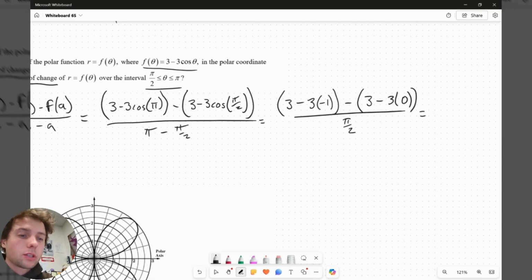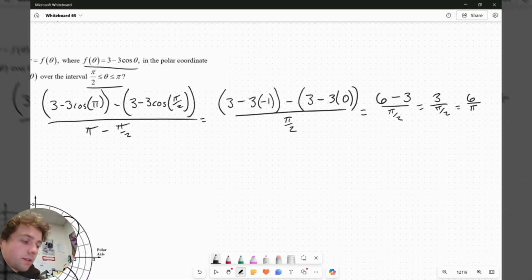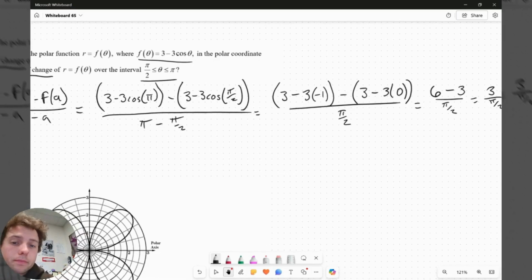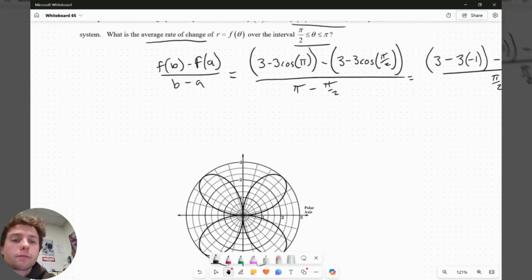Continuing our simplification then, the first parenthesis would come out to 6. The second parenthesis would come out to 3. 6 minus 3 then is 3 over pi halves. But let's make this not look as bad. Let's get rid of the double fraction. That 2 would end up multiplying on top when you copy dot flip and get 6 over pi. You could also divide that out as well if you wanted to get a decimal approximation. We have now found the rate of change for a polar function.